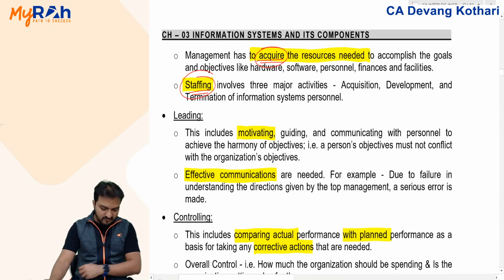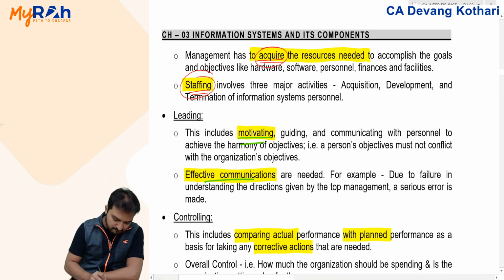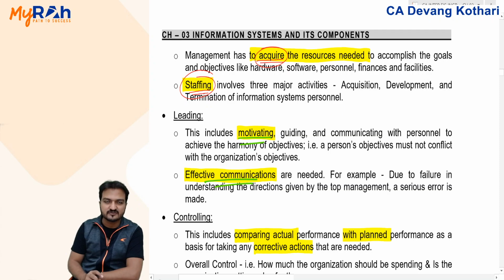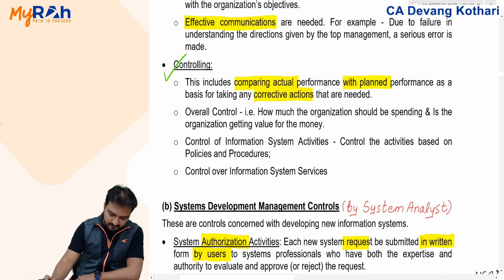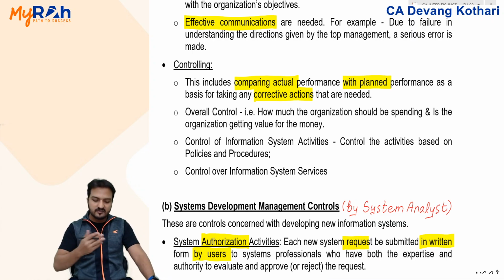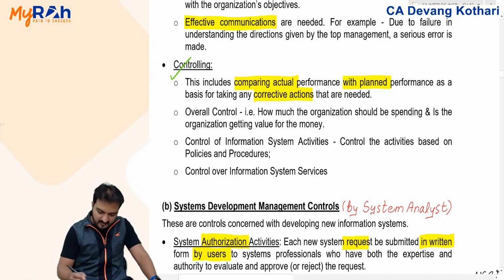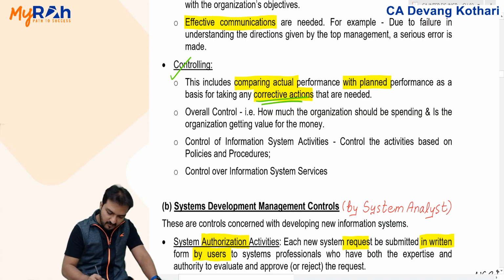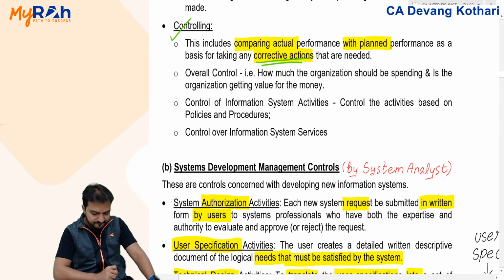Leading is like motivating the employees and making effective communications, effectively informing the employees what is expected from them. Controlling is about comparing your actuals with the planned. Controlling basically involves comparing your budget and actual. That is also done by the top management, and after that comparison, corrective actions are to be taken.